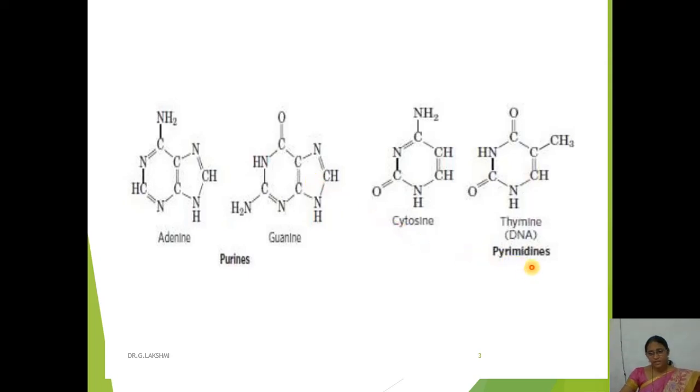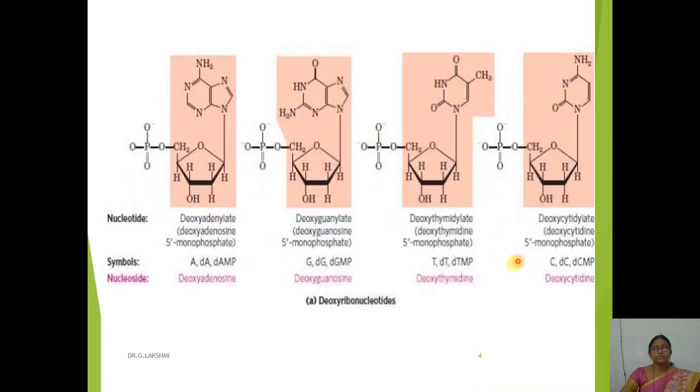Next, coming to pyrimidines, there are two types, cytosine and thymine. These two are found in DNA, whereas in RNA, instead of thymine, another pyrimidine, uracil, is present. Pyrimidines are single ring structures, single carbon ring structures attached to functional groups. See here, amino groups and CH groups are attached to carbon groups. So, purines are double ring structures, pyrimidines are single ring structures.